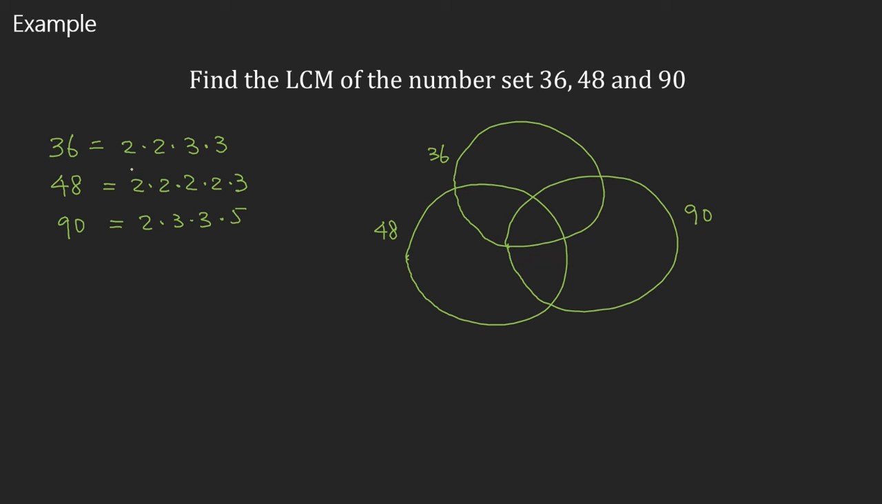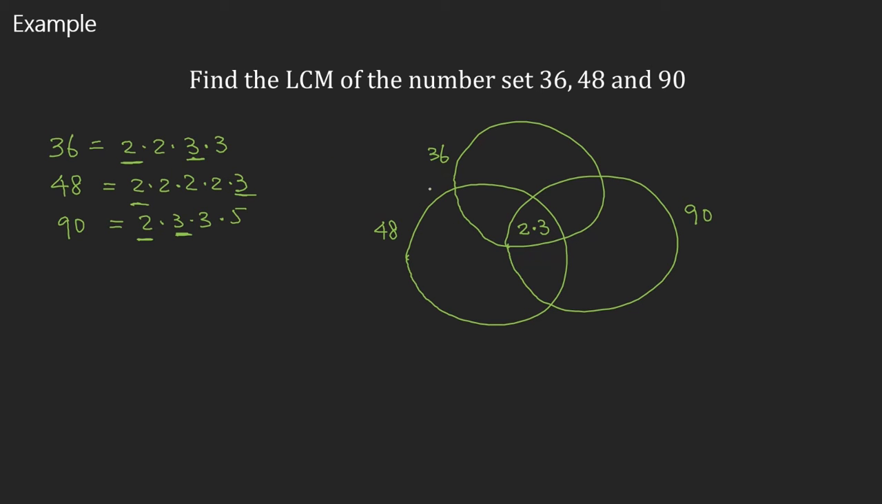So first, let's look for common factors that exist in all three numbers, which we have. We have a 2 here, and we also have a 3 here. So the 2 and the 3 are going to sit in the center region right here, where all three circles overlap. Next, let's look for common factors between two numbers.